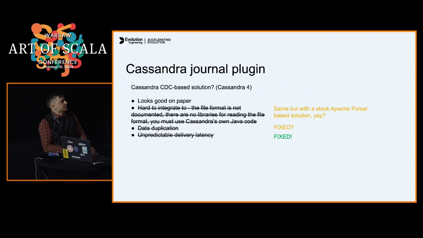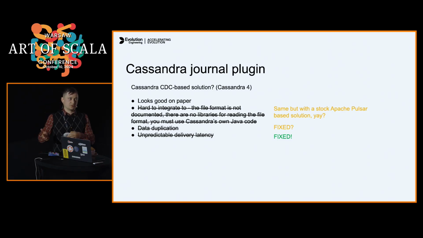Cassandra 4 actually improved CDC, improved the implementation. So the worst part about unpredictable delivery latency is fixed. But everything else, okay, it gets a little bit funky as well. They provided a solution, which they say works. Well, who knows? But it's built on top of Apache Pulsar.